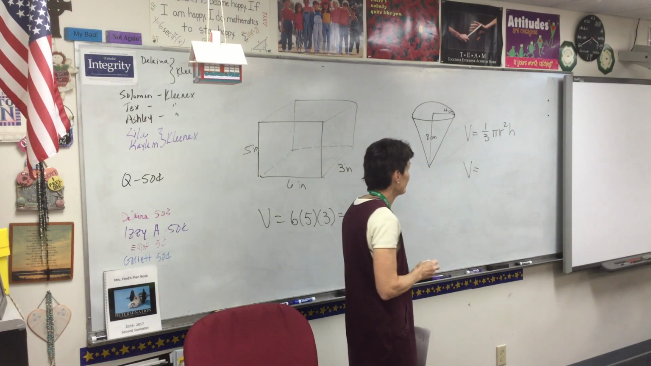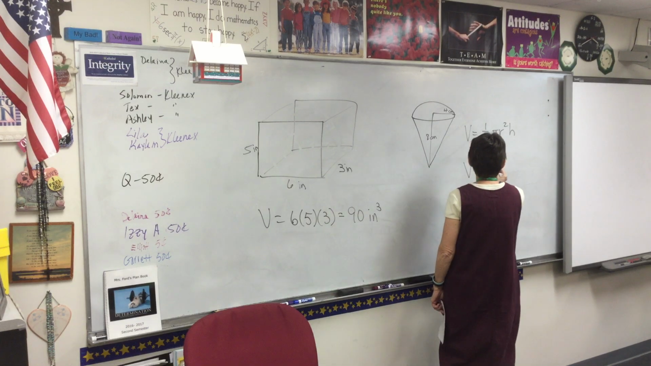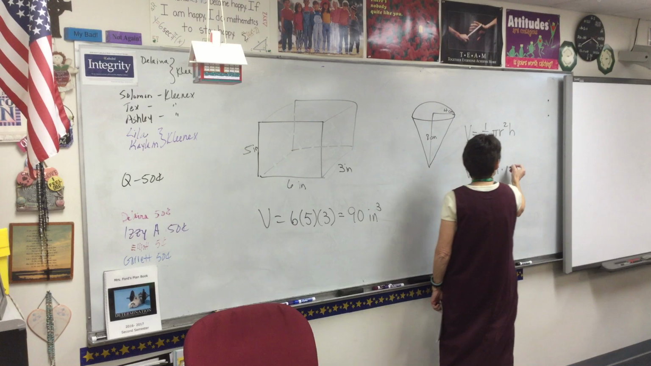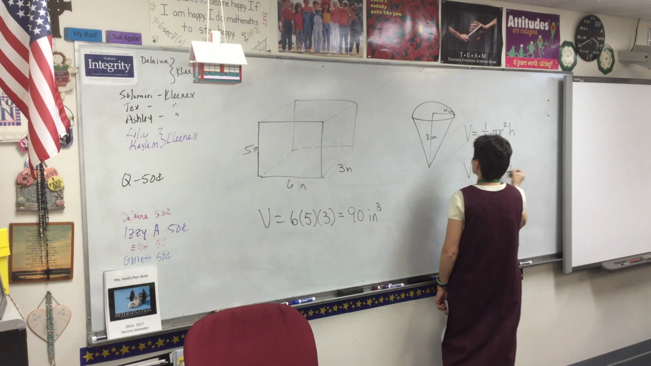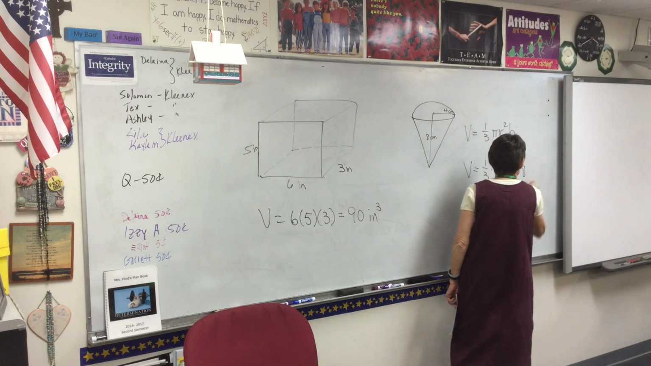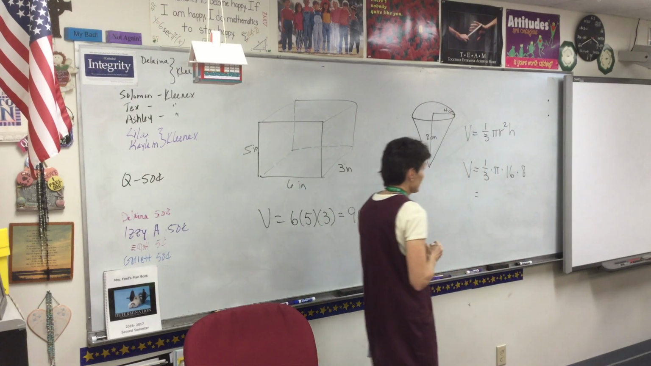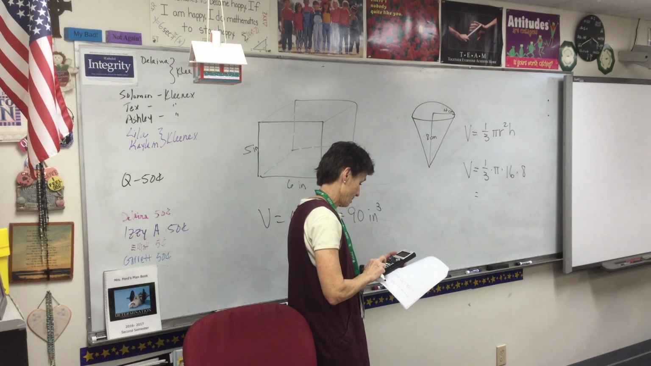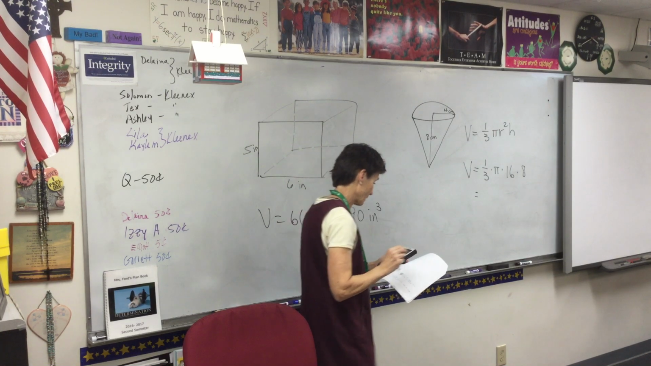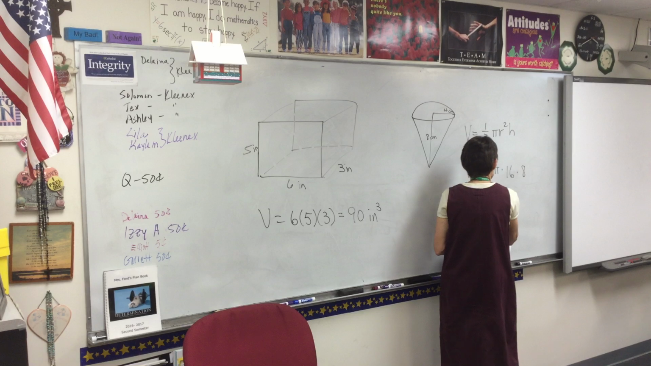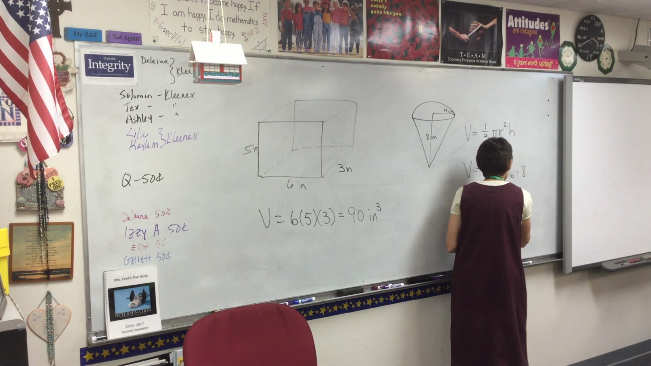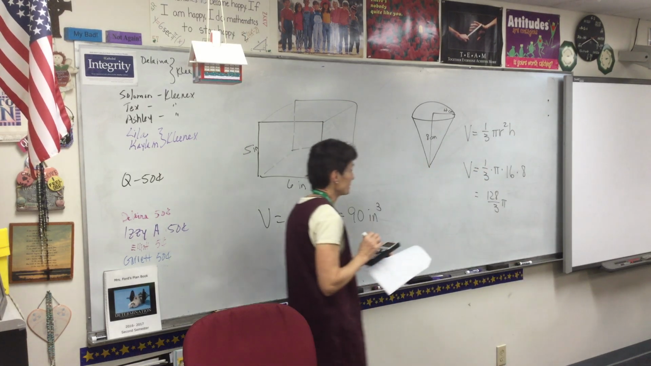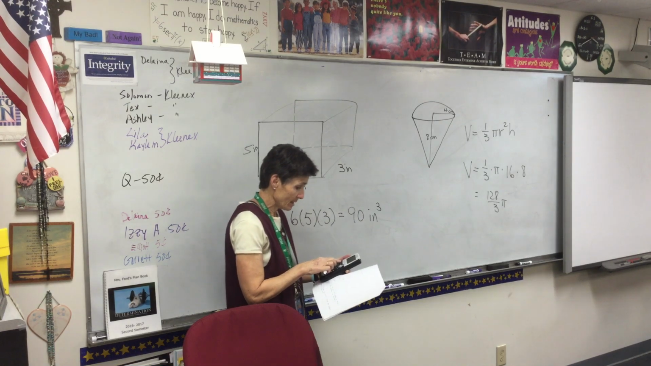1/3 pi r squared h will be 1/3 times pi times 16 times 8. So if we're doing it exactly, we're going to have 128 thirds pi. 16 times 8 divided by 3, and then your pi.